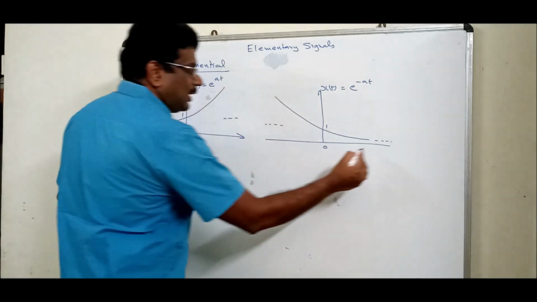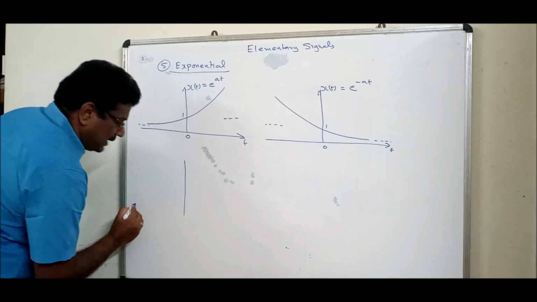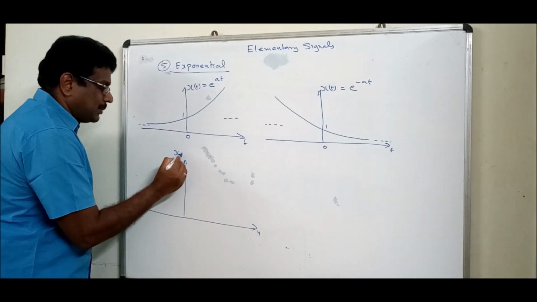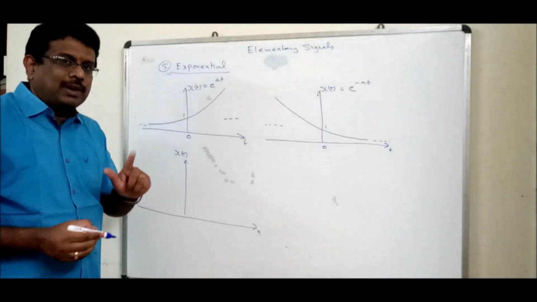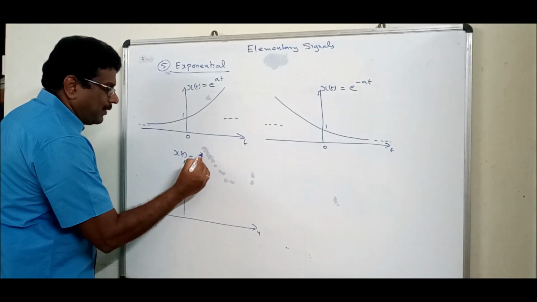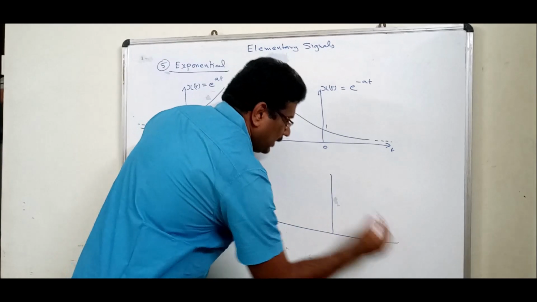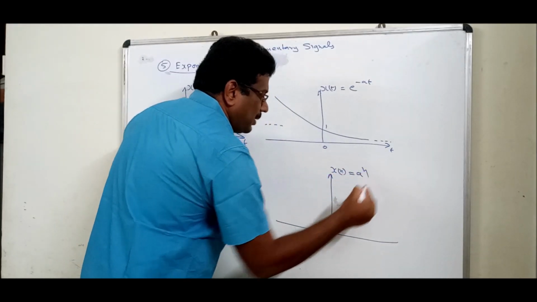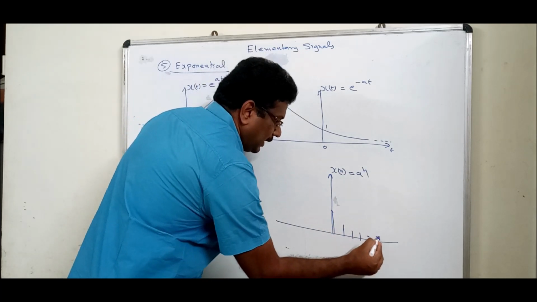But both of these are for continuous. Do we have it for discrete? Yes, of course it is there. But one of the wrong assumptions by most of us is that e power a t becomes e power a n. I'm sorry, it is not that. It is a power n. The same discrete signal, decaying, is also x of n equal to a power n. What does a power n look like when decaying? Like this.